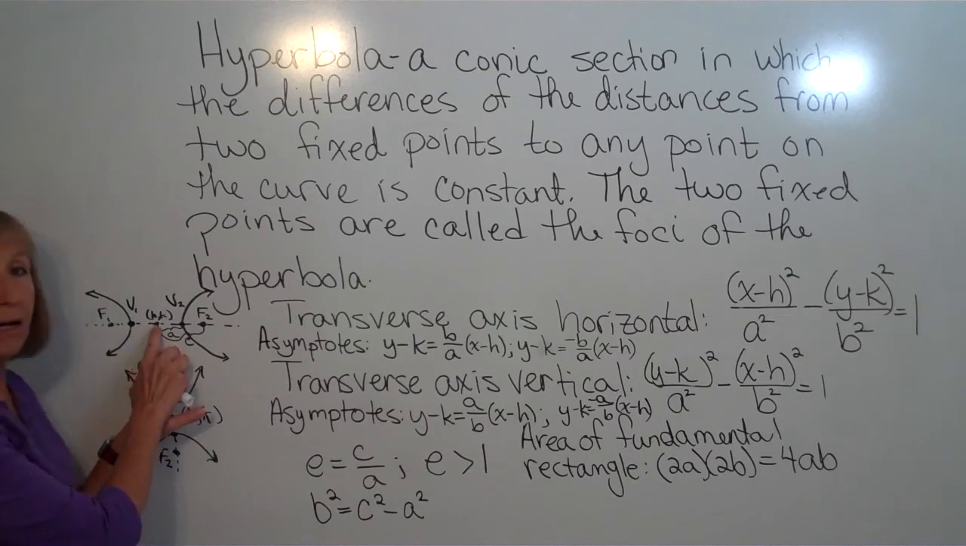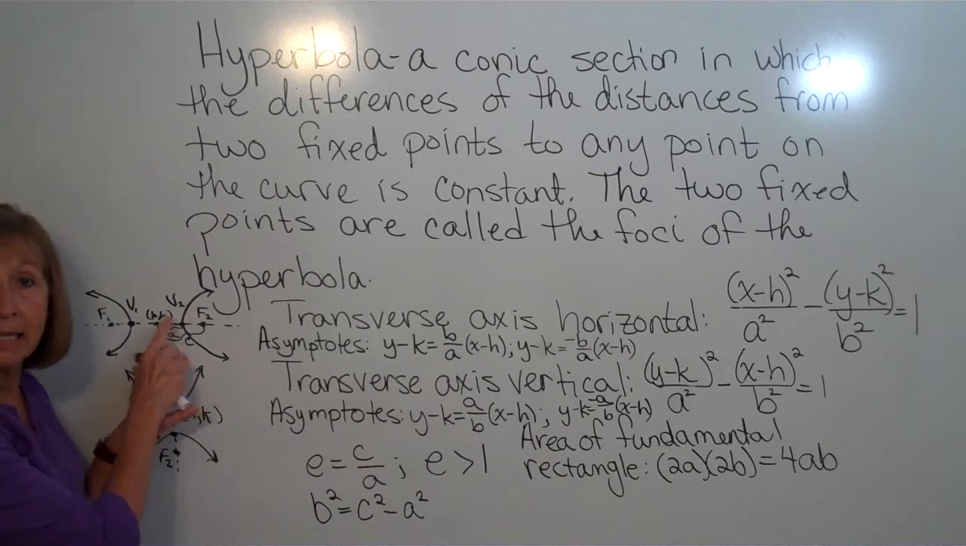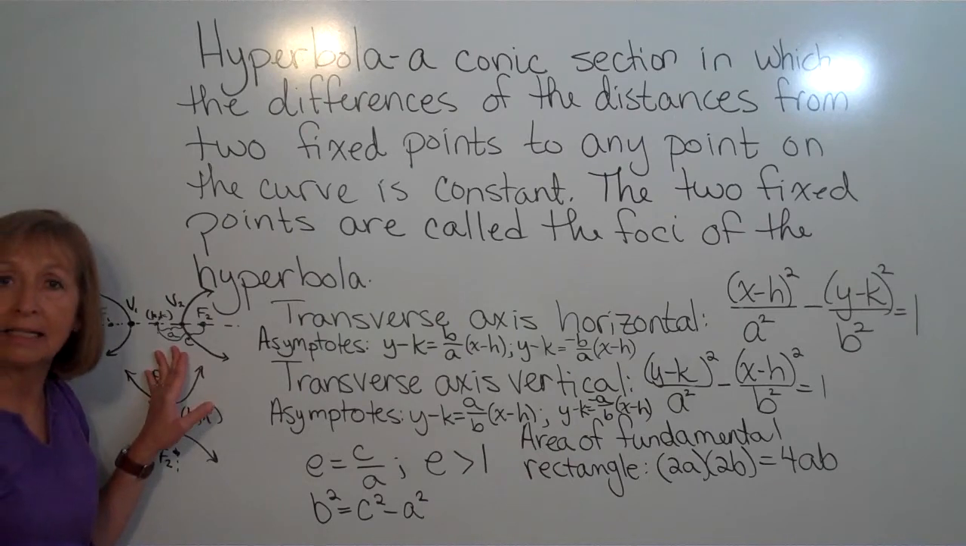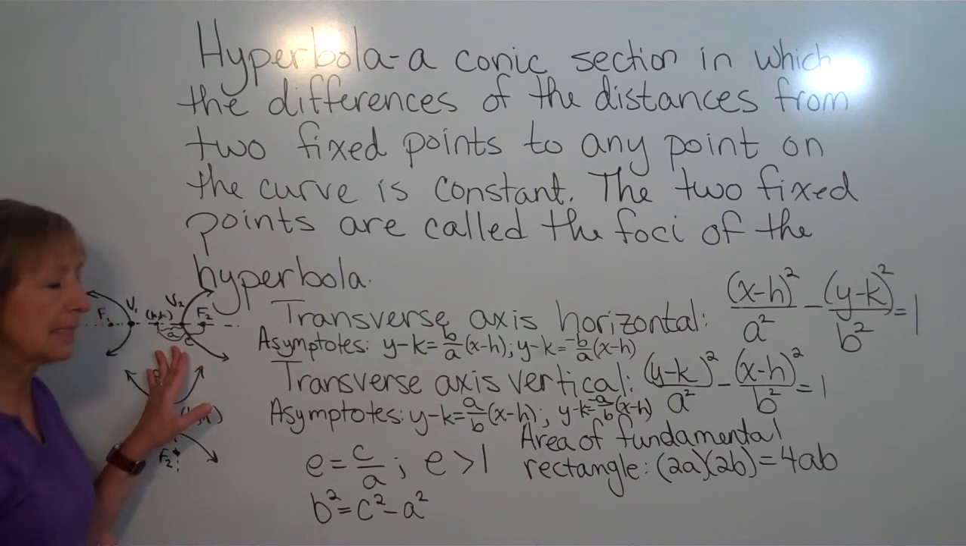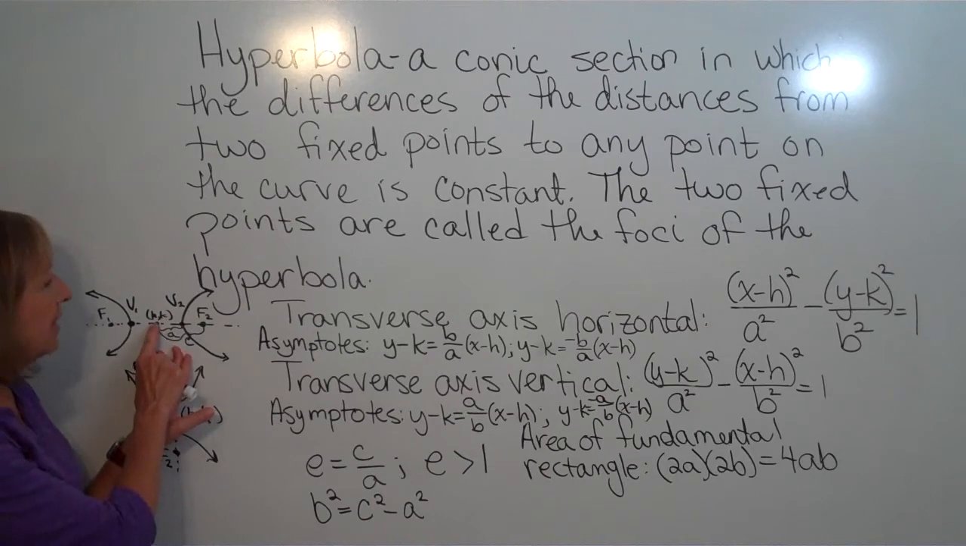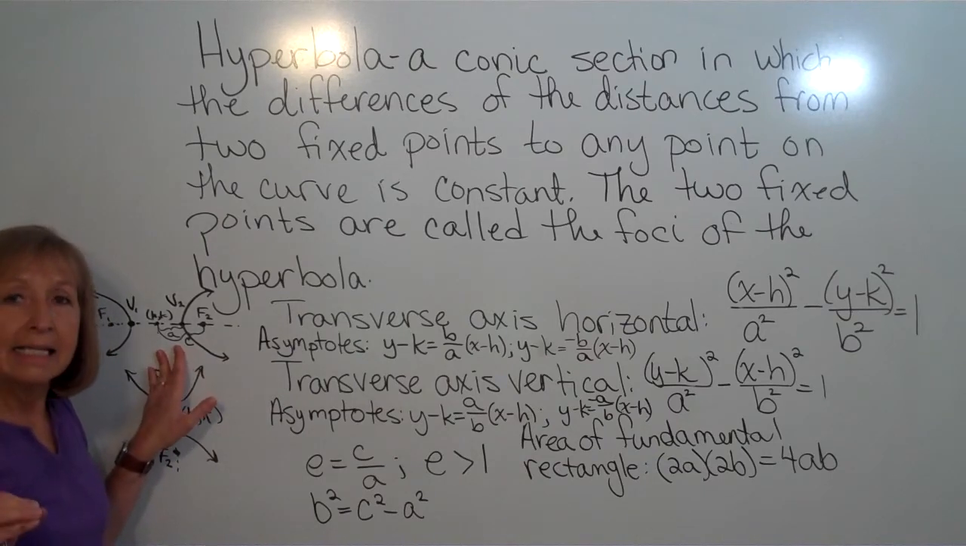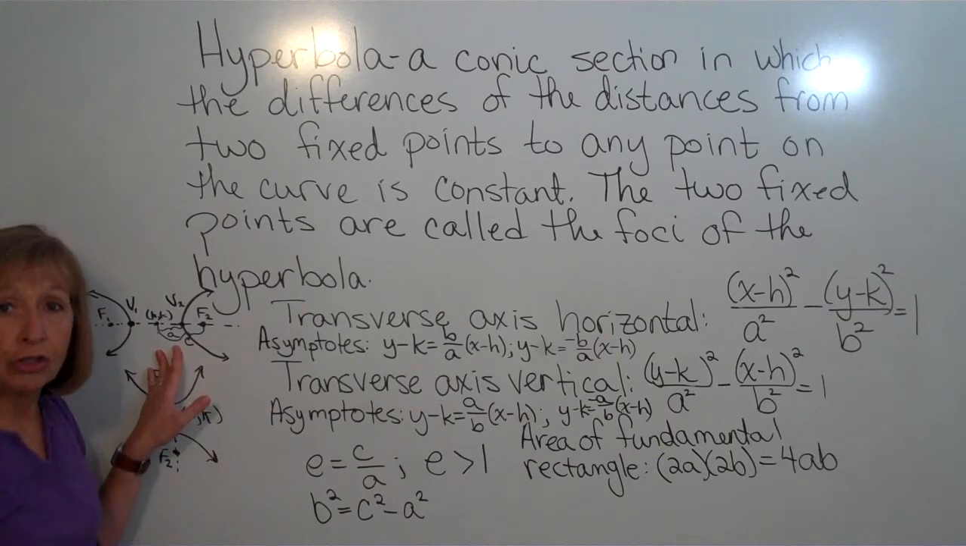In a hyperbola, the distance between the center and the vertex is a. The distance between the center and the vertex, even on an ellipse, we denoted a, so that's consistent. And the distance between the center and the foci is c. The biggest difference here is that c is larger than a when we have a hyperbola, and c was smaller than a when we had an ellipse.